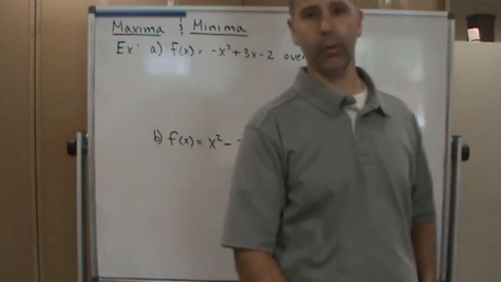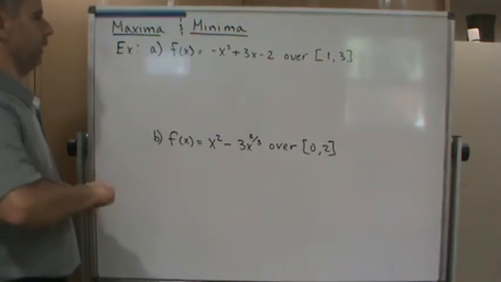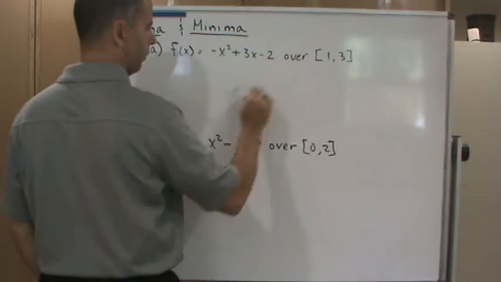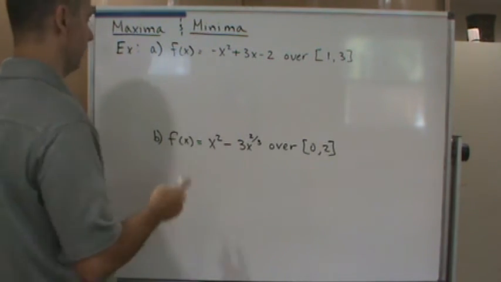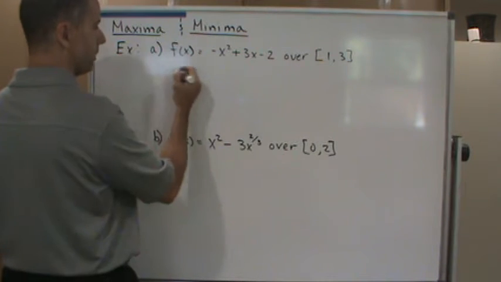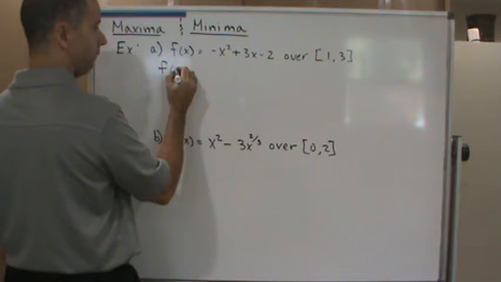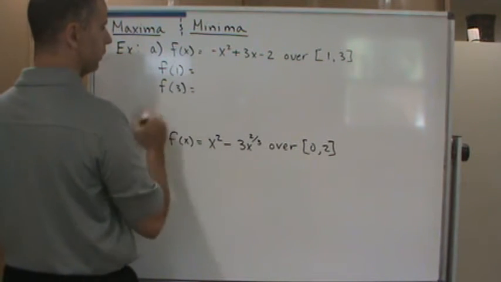Okay, welcome back, and now we're going to do a couple of examples. So here we go. We've got a function over a closed interval, and we want to find the absolute maximum and absolute minimum. The first thing I'm going to do is evaluate the function at the endpoints. So f of 1 equals, and f of 3 equals.